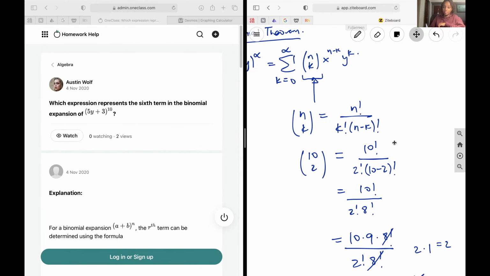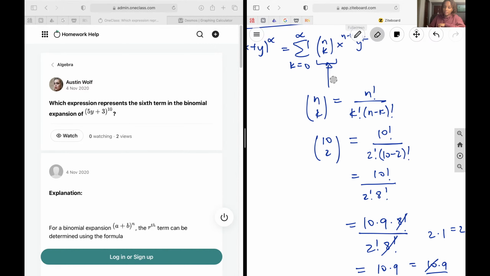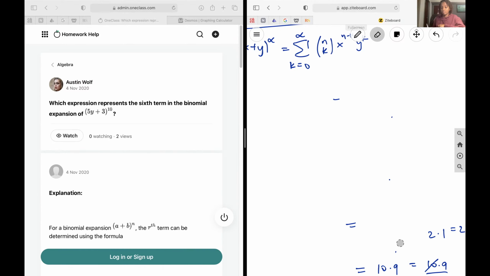So now let's figure out how to expand this out before we can go about finding what the sixth term is.